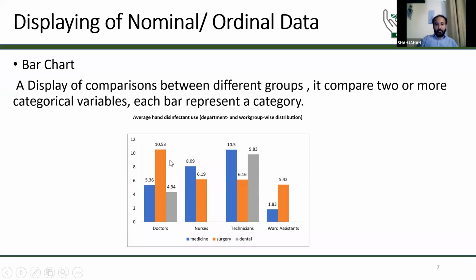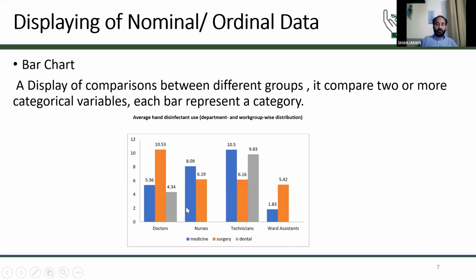See, we have here an example of the average hand disinfectant use, department and work group wise distribution. This is for doctors of different groups. The blue bar is for the medicine doctors, the orange bar is for the surgery doctors, and the gray bar is for the dental doctors. We also have other categories: nurses, technicians, ward assistants. We want to display how they are using the disinfectant, and it is very easy to do with this bar graph.